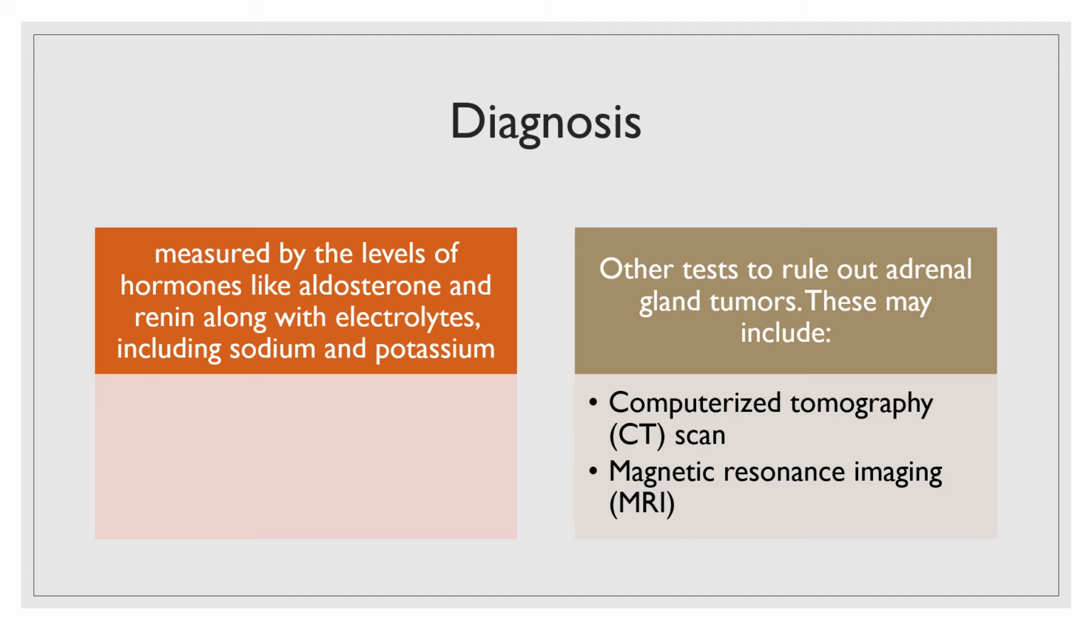The diagnosis of primary aldosteronism, or Conn syndrome, is made by measuring the levels of hormones like aldosterone and renin, along with electrolytes, including sodium and potassium, in patients with high blood pressure. Electrolytes are minerals that help balance the amount of water in the body. Other tests to rule out adrenal gland tumors may include a CT scan, which is a computerized tomography scan that uses X-rays to create pictures of internal body structures. Also, magnetic resonance imaging, MRI, uses radio waves and high-powered magnets to visualize the inside of your body.